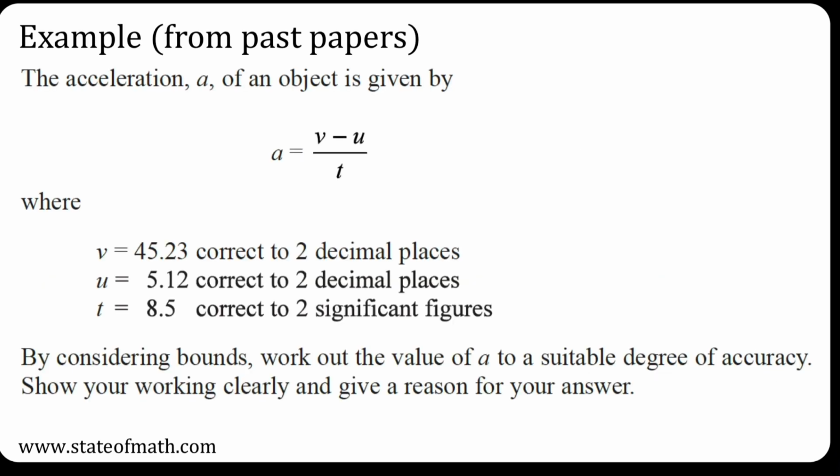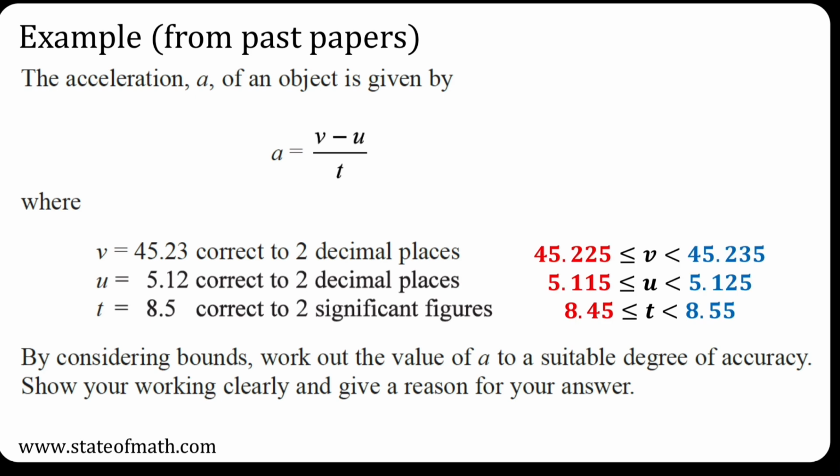Finally, a tricky example from past papers. The acceleration a of an object is given by the formula a is equal to (v minus u) over t, where v, u and t are given together with the rounding used. And then the question says, by considering bounds, work out the value of a to a suitable degree of accuracy. Let's start by finding lower and upper bounds for v, u and t. And let's move on to find the lower and upper bound of a.